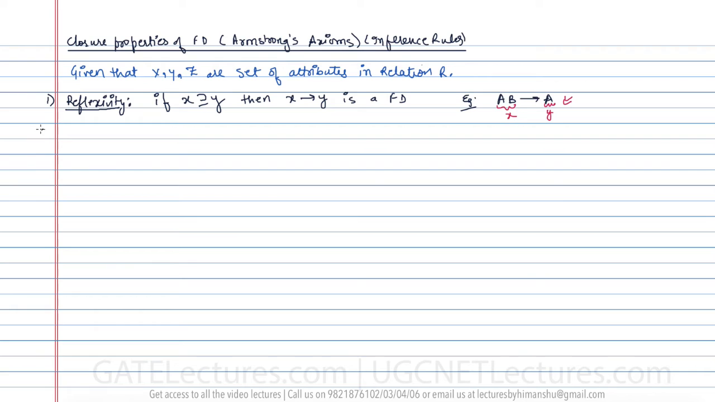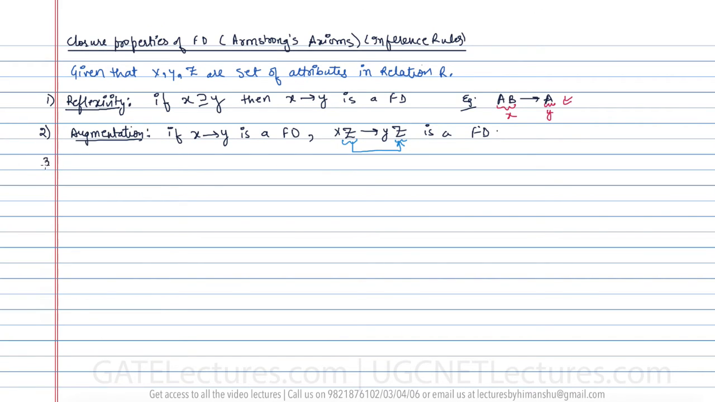The second closure property is called augmentation. If X determines Y is some functional dependency, then XZ determines YZ also holds. I just added attribute Z on both sides, here and here. Z can also be a set of attributes, so this does hold.